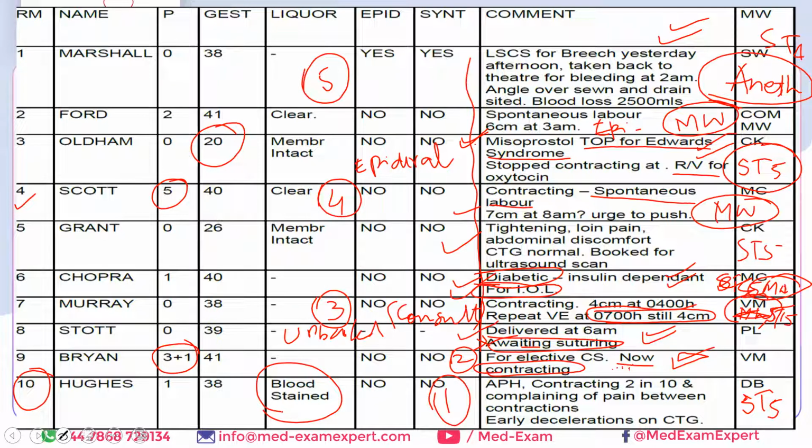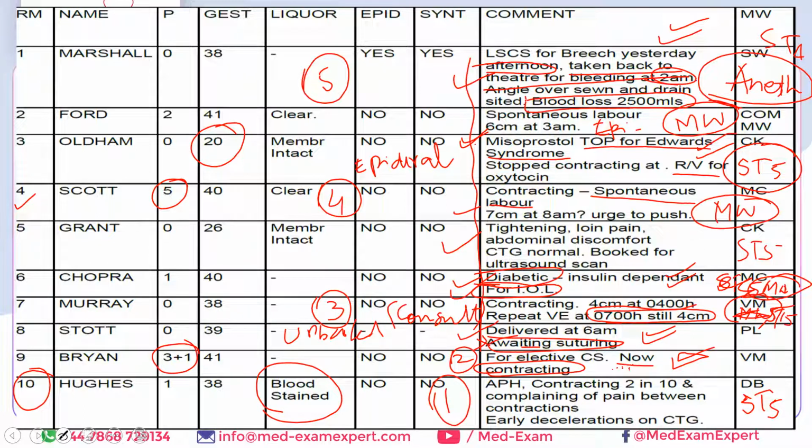Like in this case, you can see that she has been delivered. She was delivered yesterday afternoon, and this morning you are taking over. She was taken back to the theater for bleeding at 2 a.m., at midnight. Laparotomy was done and a drain has been sited. Blood loss was 2,500 mls. So she is on monitoring at the moment.